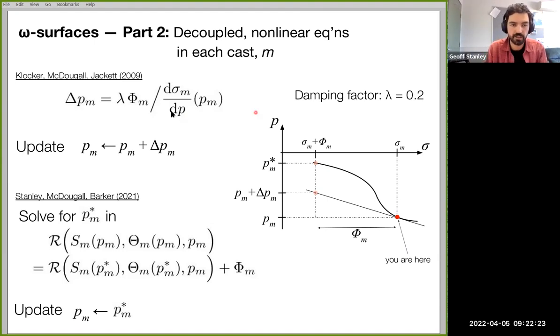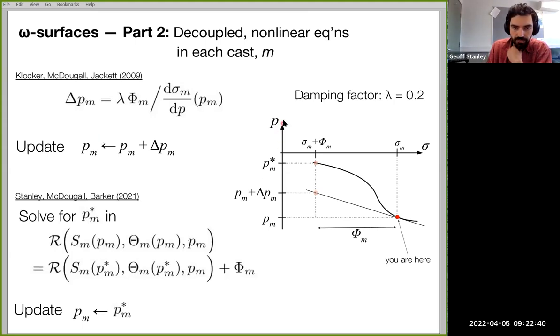So they had to add a damping factor, lambda here, and then they've turned this phi, which is a potential density perturbation, by dividing by the stratification, into a pressure perturbation. And then you update the pressure according to that. You just move up by that amount.